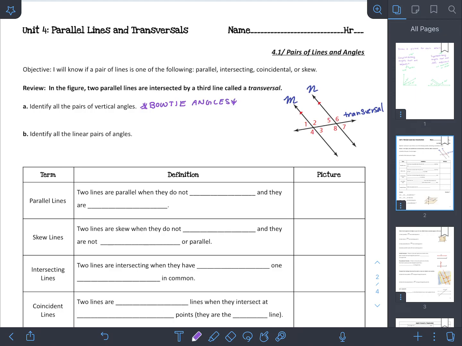And then we want to identify all linear pairs. Those are the ones that share a side and a vertex. Okay, so again, this is a review. If you want to pause, you can, but find all vertical angles and then all linear pairs.